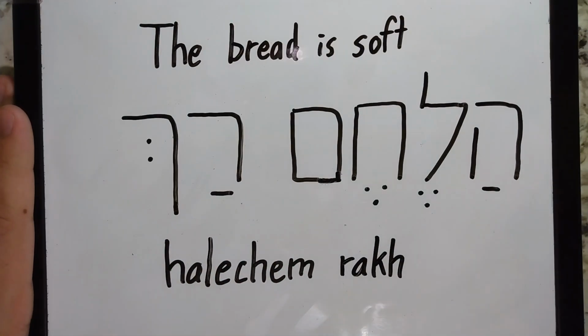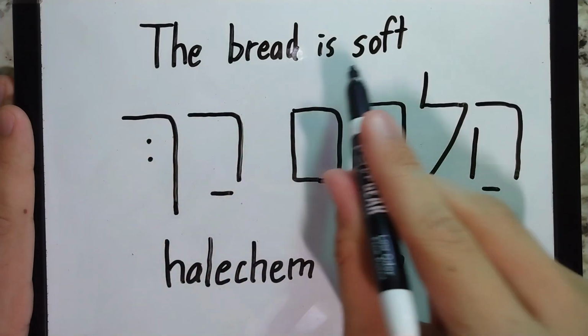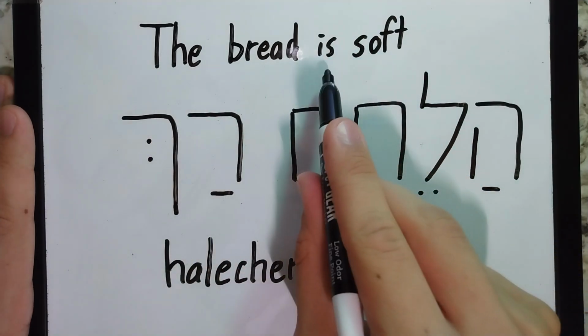And finally, our third structure in English is the noun is adjective. In this case, the bread is soft.